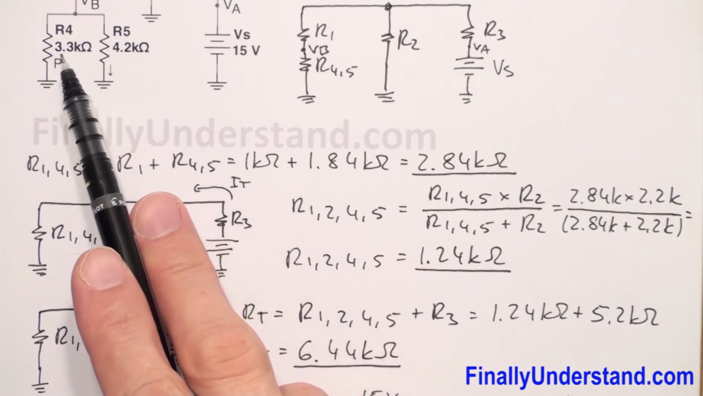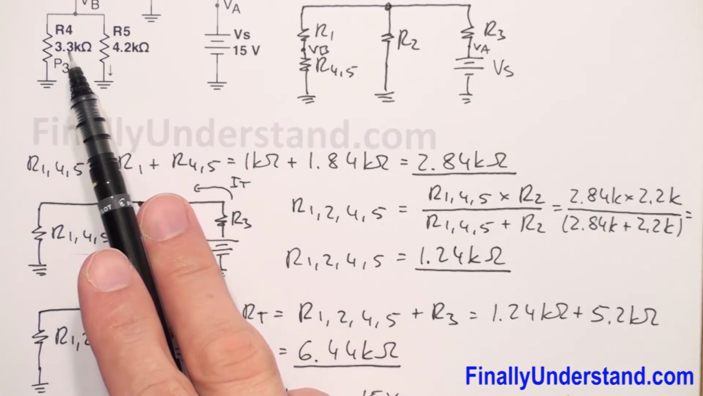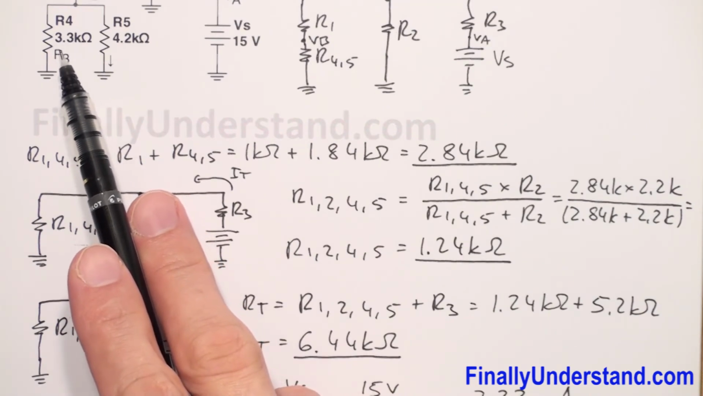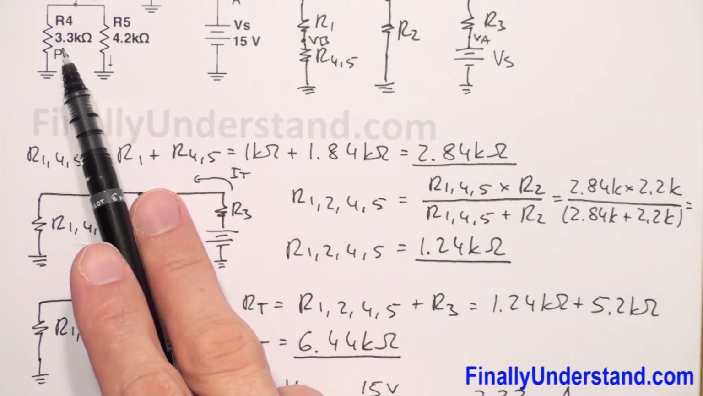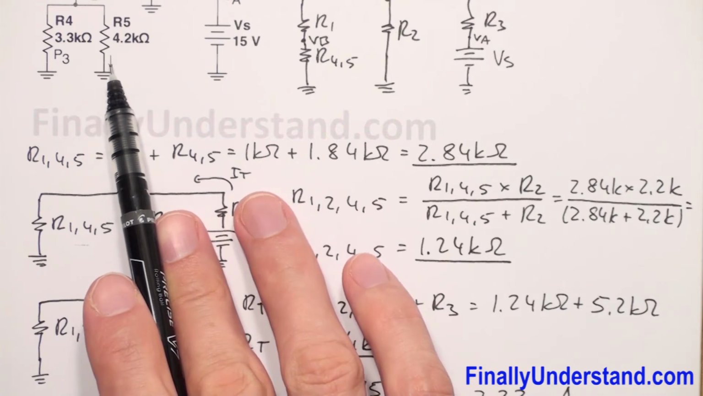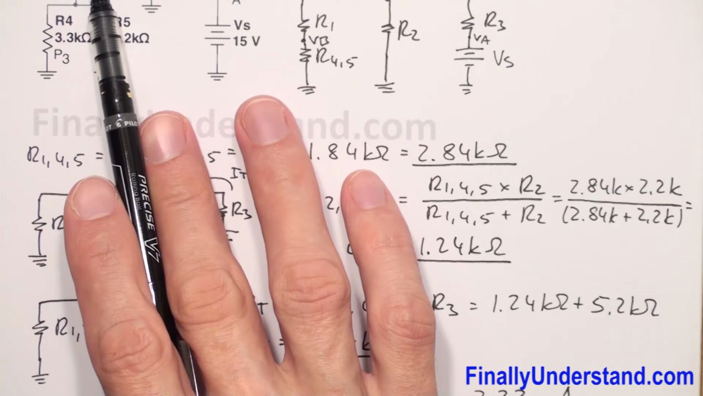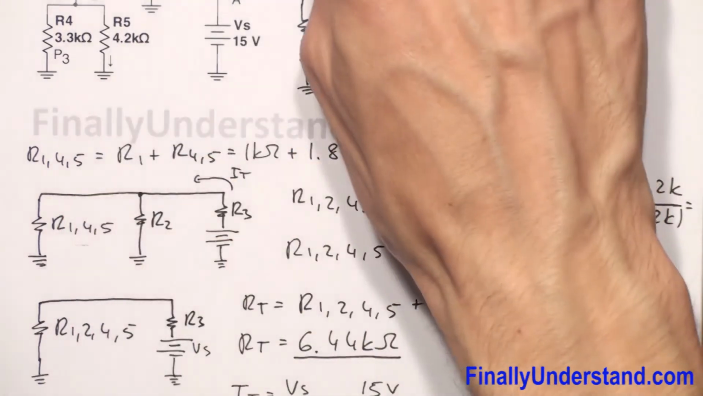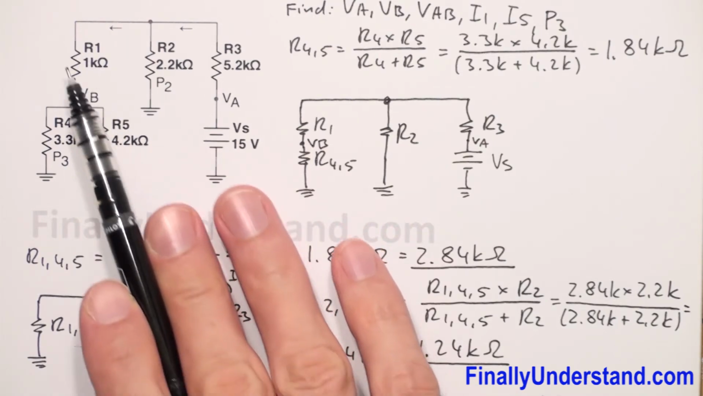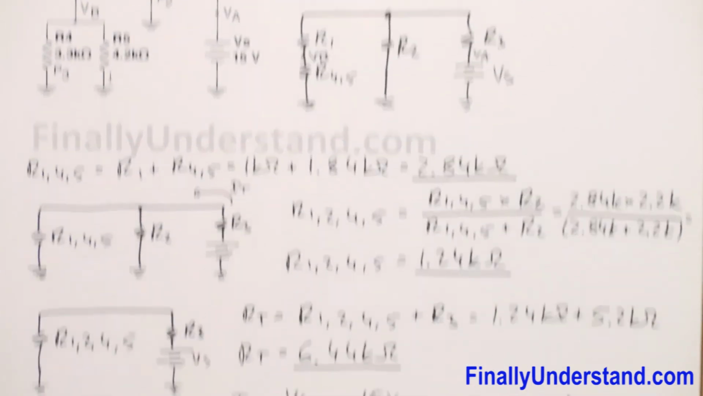In order to find the power at this resistor, I'm supposed to have the voltage across this resistor, or I can find the current across this resistor and use the formula for current and resistance to find the power. Because I know the current which goes through resistor R1, this current minus this current will give me this current. So let's find I4 first.